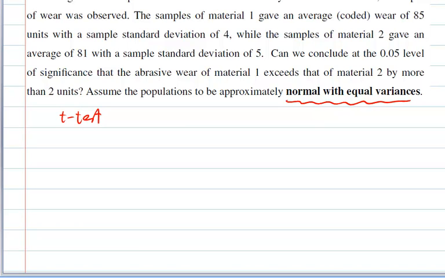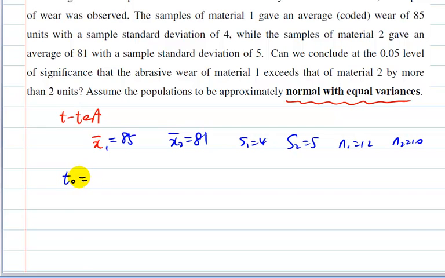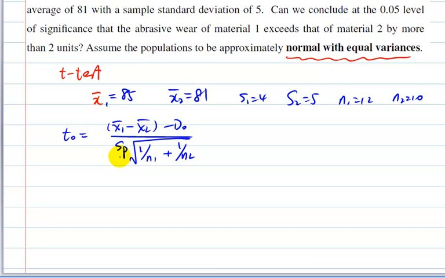So list all the available information here. X1 bar equal to 85, that's the sample mean. X2 bar equal to 81, S1 equal to 4, S2 equal to 5, N1 equal to 12, N2 equal to 10. In order to calculate our test value t naught, if you remember, t naught is equal to x1 bar minus x2 bar minus d naught, over Sp times the square root of 1 over n1 plus 1 over n2. So you need the so-called pooled estimate of variance, Sp.